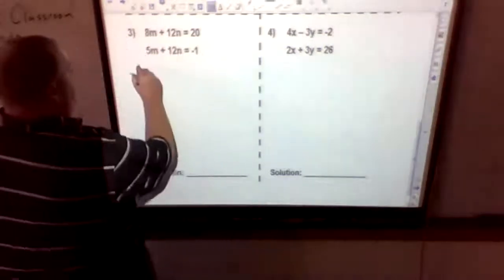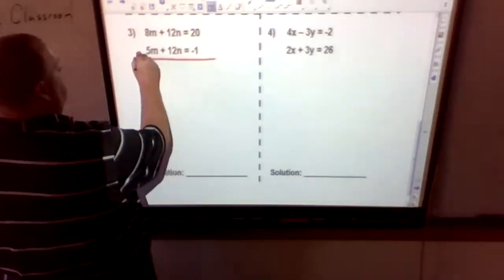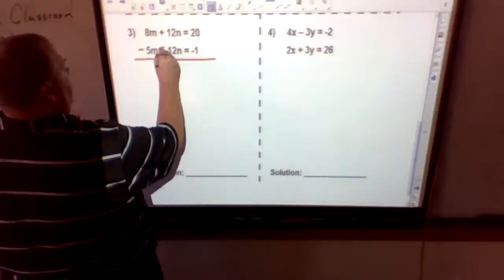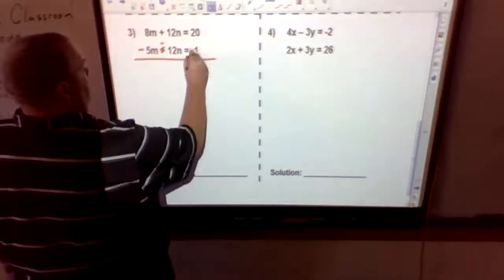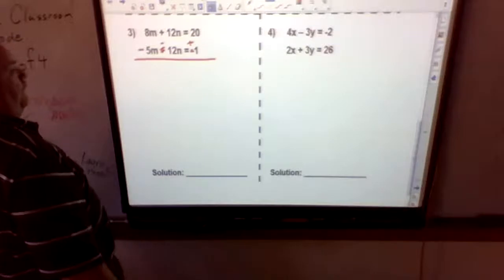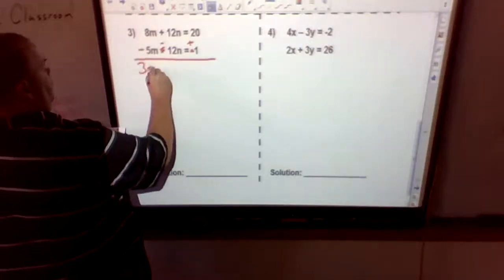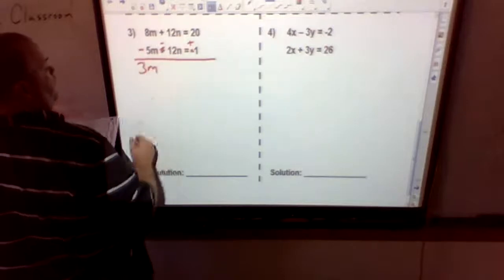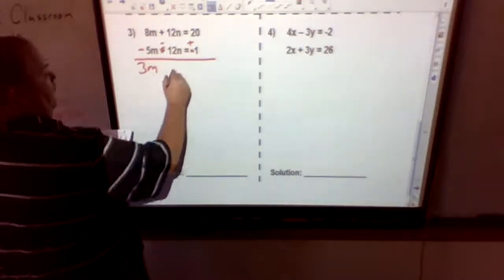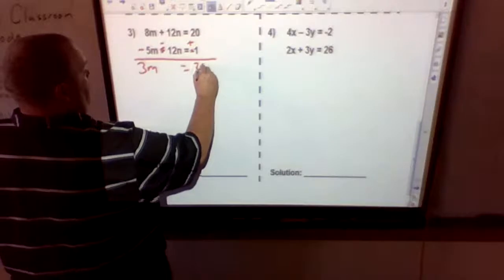Okay, so let's change the signs on the bottom one. So this becomes now negative 5M. That is negative 12M, and that is positive 1. Okay, so 8M minus 5M is 3M. 12n minus 12n is nothing, and 20 plus 1 is 21.